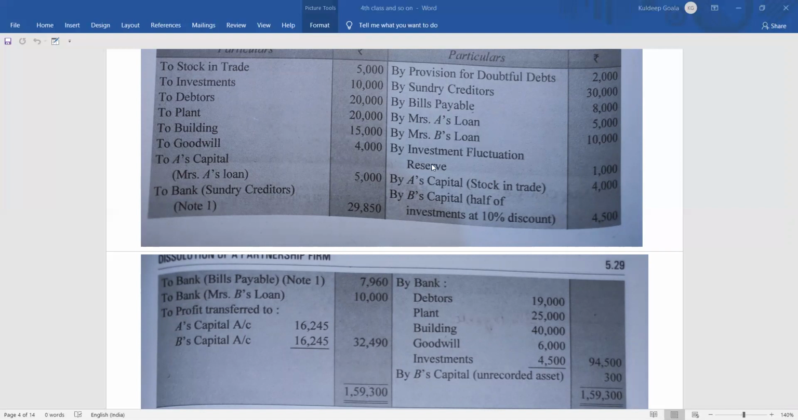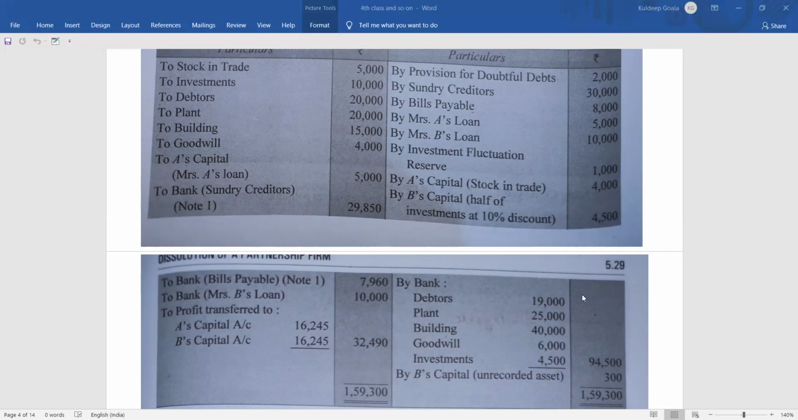You will pay it by the journal entry, realization account debit to bank account. So realization debit side to bank account, Mrs. B's loan. How much? 10,000 in the outer column. Now what will you do? We'll just do the balancing.